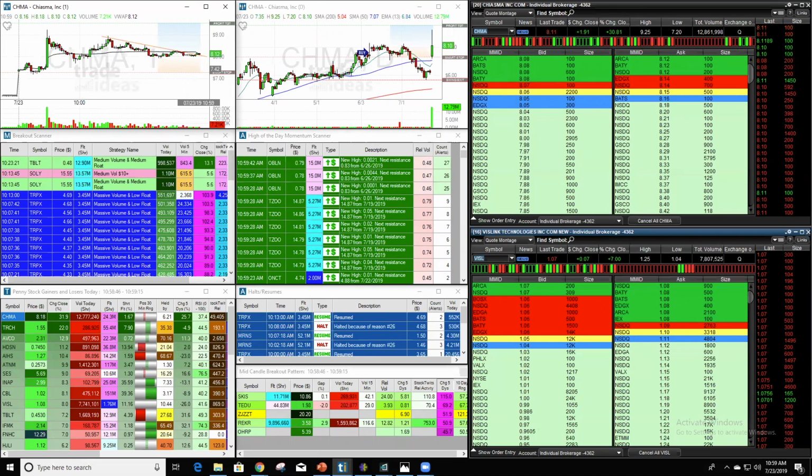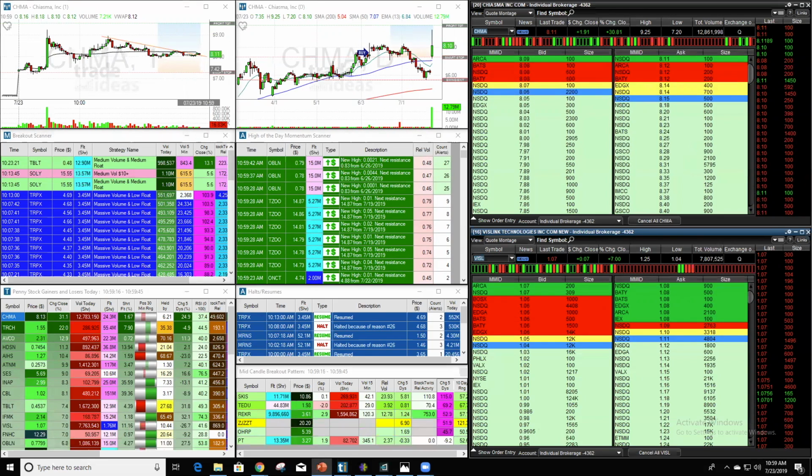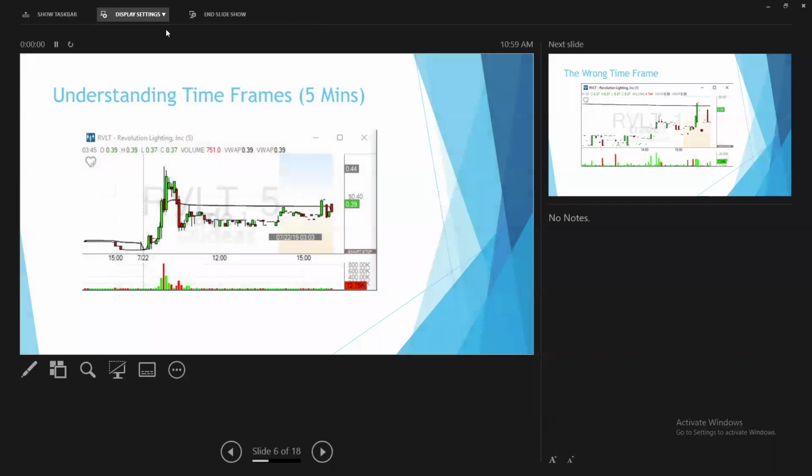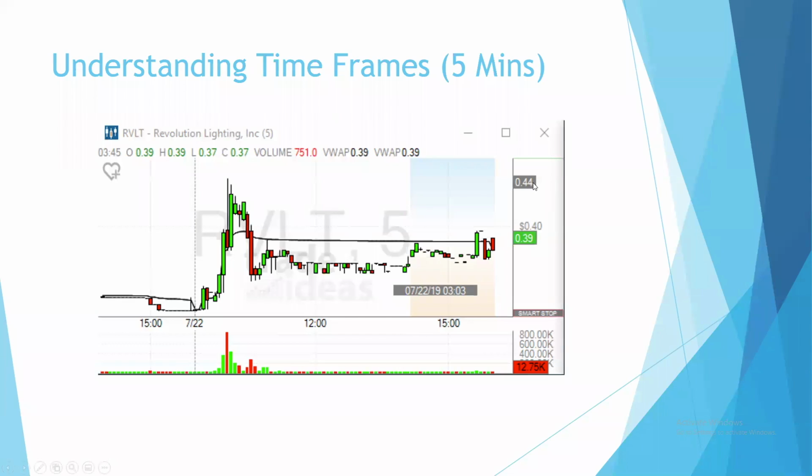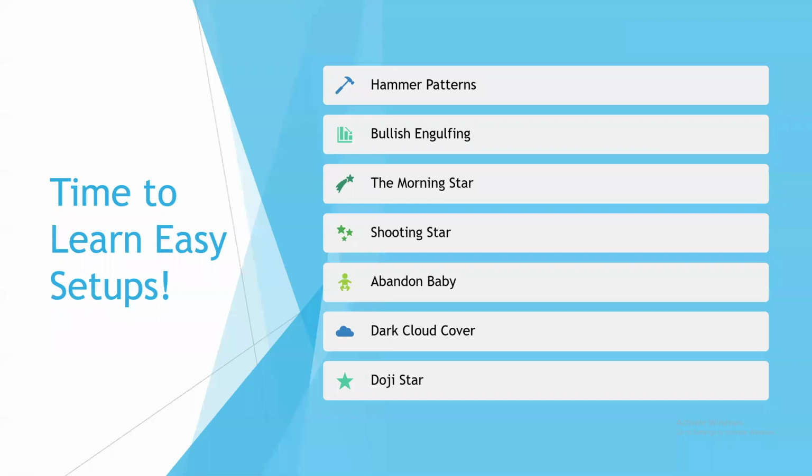And that's why we study these candles, right? That's why we want to make sure we're always on top of our game, and that's why we always want to be looking at these. So understanding our time frames is very, very important. So let's learn some nice setups, guys, because sometimes when we have certain candles set themselves up in certain ways, it helps us understand where that stock is going to be going next.